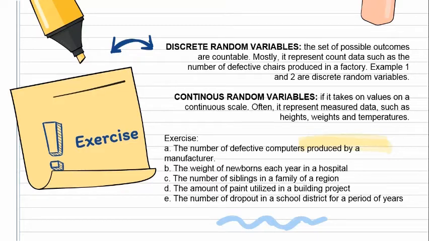Second, the weight of newborns each year in a hospital. This is an example of continuous data because this one represents measured data. Letter C, the number of siblings in a family of a region. This is discrete. Letter D, the amount of paint utilized in a building project. This is continuous random variable. Lastly, the number of dropouts in a school district for a period of years. This is an example of discrete.